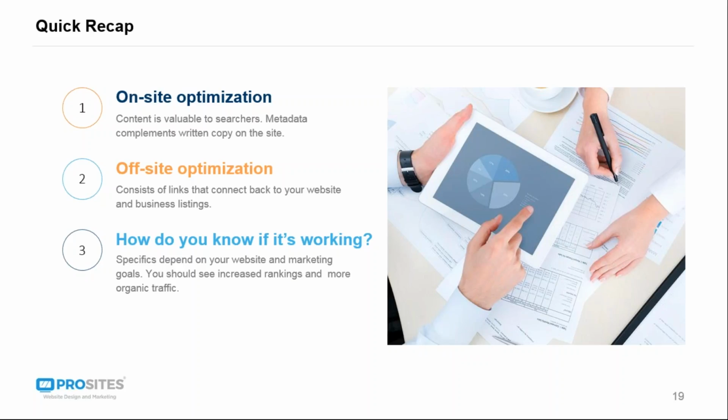OffSite optimization really consists of backlinks, earning backlinks back to your website, and then also optimizing your business listings, which means that you're getting a hold of all of them, making sure that your name, address, and phone number is consistent across all directories. And then in order to know whether it's working, you'll need to establish some goals on what you want to do, and really you can start establishing those by first understanding where you're starting. Understand whether you're on the first page, second page, where do you want to go from there. Ultimately, for most people, what that means is they want to increase their rankings and their organic traffic.